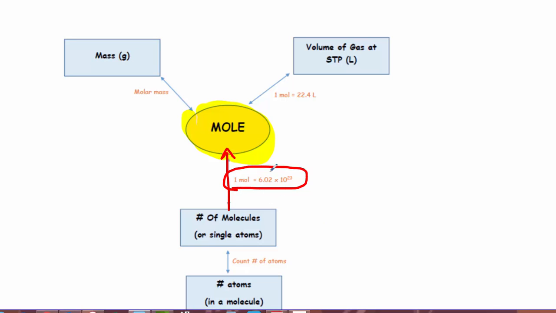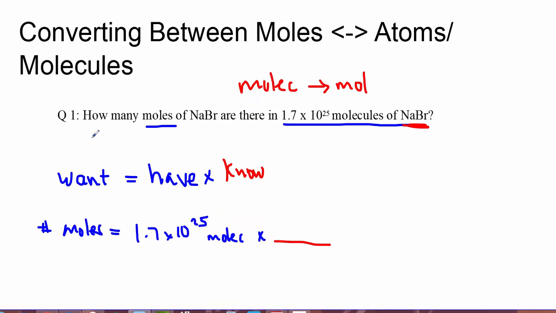So let's write that out. This is going to be our conversion factor. So this is what we know. Okay, 1 mole equals 6.02 times 10 to the 23 molecules of NaBr. Great. So I'm ready to put that into my calculation as my conversion factor.